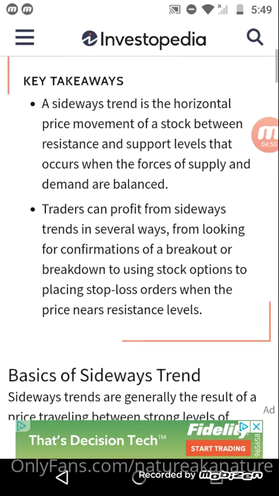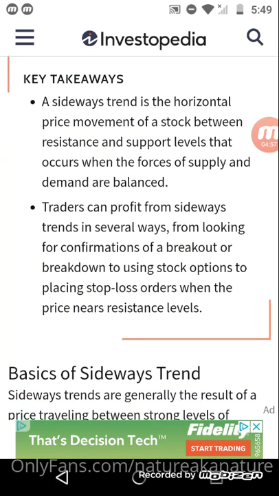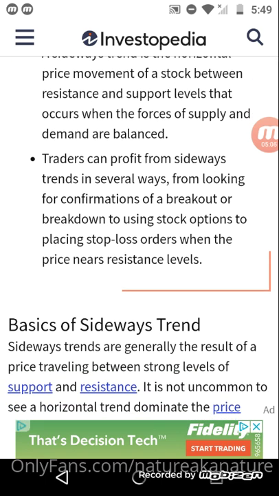Key takeaways: a sideways trend is horizontal price movement of stocks between resistance and support levels that occurs when the forces of supply and demand are balanced. Traders can profit from sideways trends in several ways, from looking for confirmation of breakouts or breakdowns, to using stock options, to placing stock orders when the price is near a resistance level.